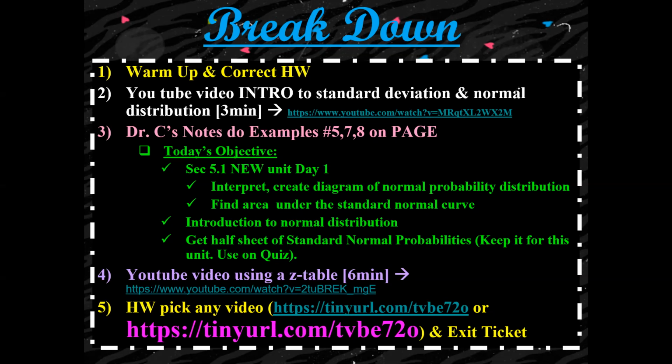It is Unit 4, Chapter 5, so 5.1. Today we're going to talk about interpreting and creating diagrams of normal probability distribution. We're going to find the area under the standard curve. I'm going to go over our examples on examples 5, 7, and 8.